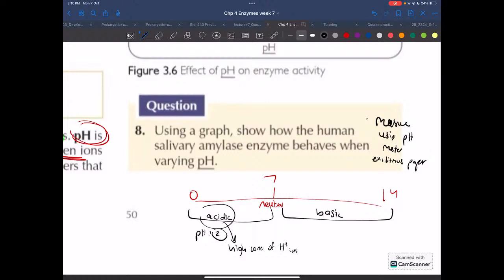In a basic solution, so a high pH, for example, a pH of 9, I have a low concentration of hydrogen ions. Yeah, lemon juice is less than 7 because it's acidic, right? It's going to have a pH lower than 7.